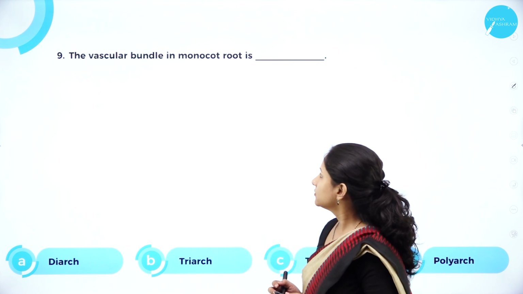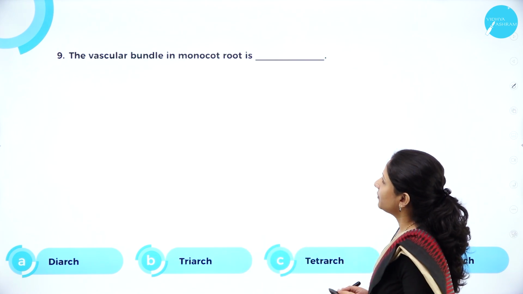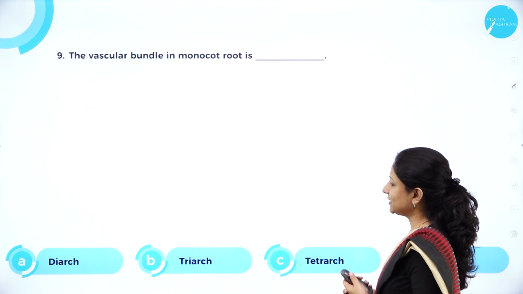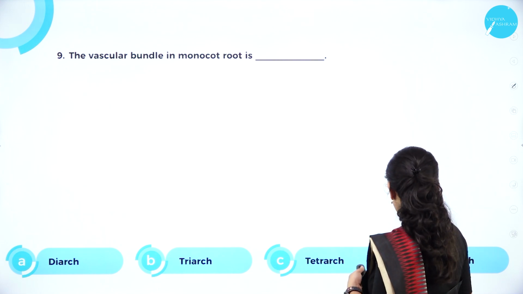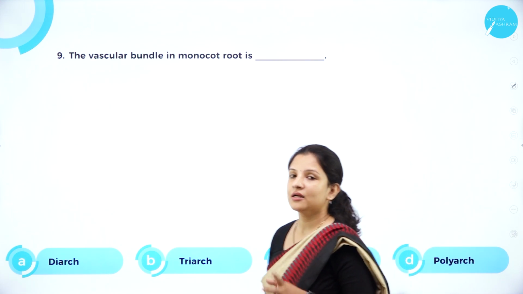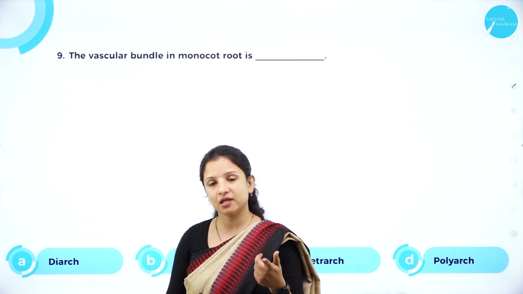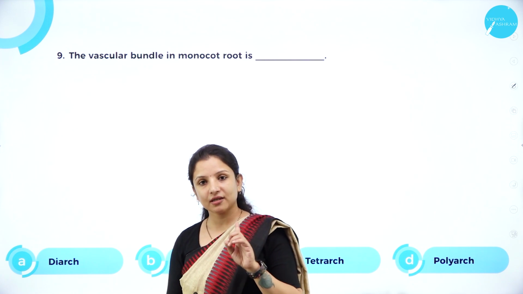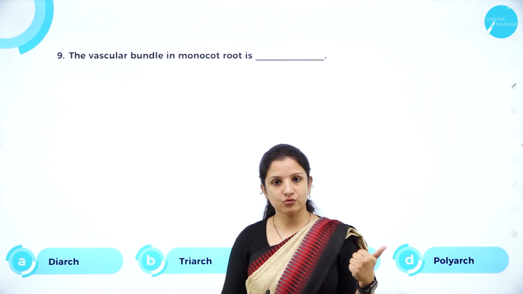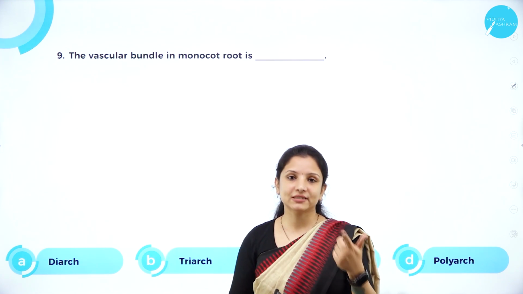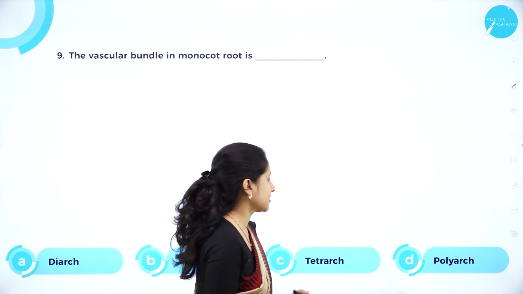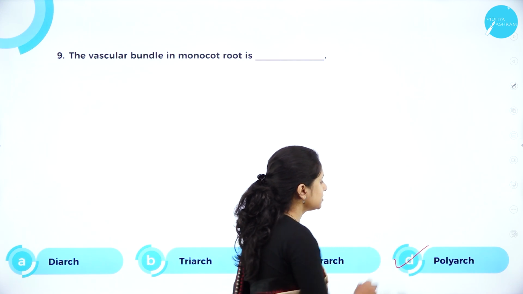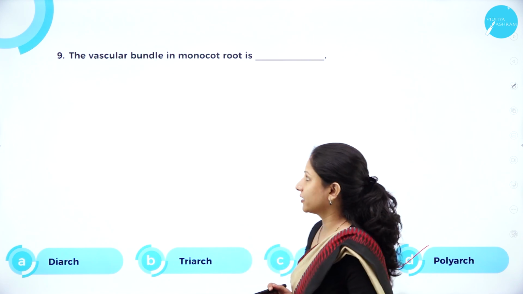Next question. The vascular bundle in monocot root is it diarch, triarch, tetrarch or polyarch? We learned that tetrarch we find in dicot root because they have 4 patches of xylem. But in the case of monocot root, the xylem numbers are more than 6. Therefore, they exhibit polyarch condition. So the right answer here is option D, polyarch.